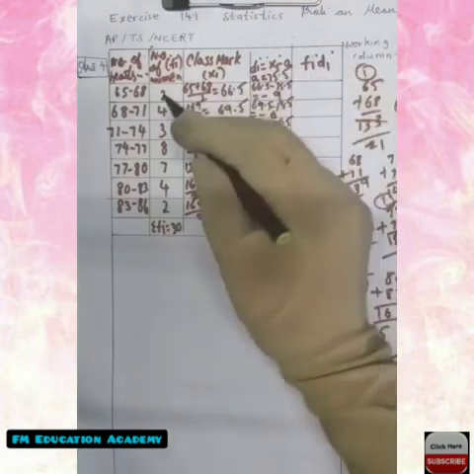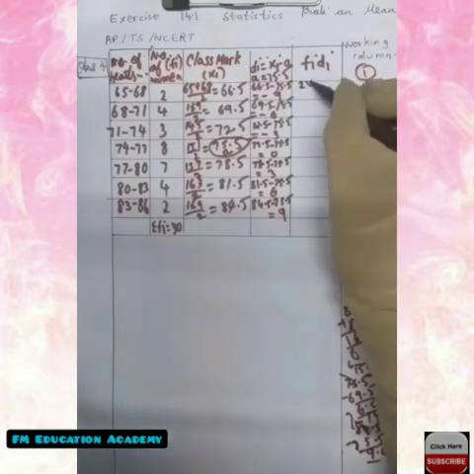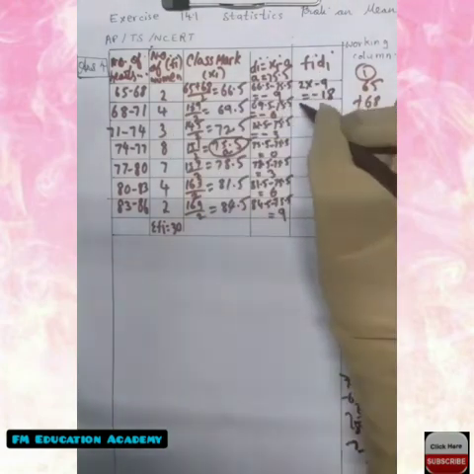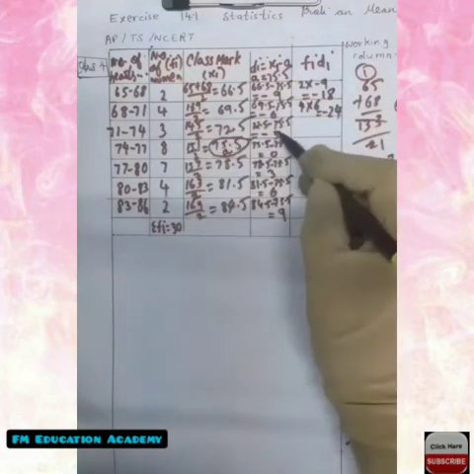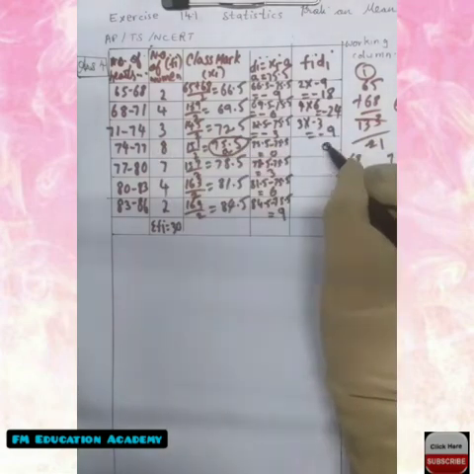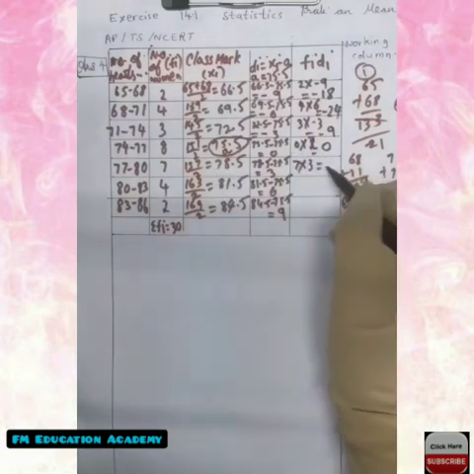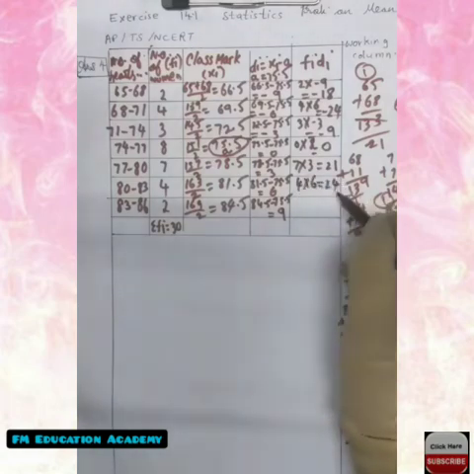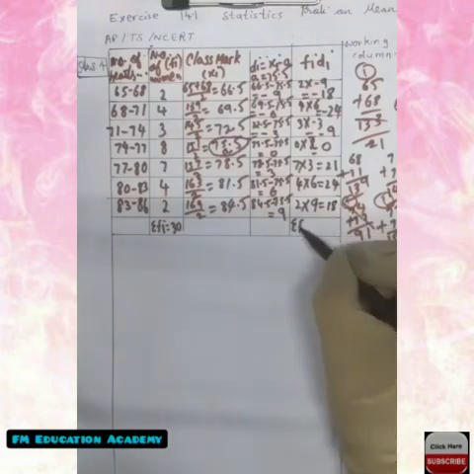Now find out fi di. Fi is 2. 2 into di here is minus 9. 2 9s are 18. Minus into plus is minus. 4 into minus 6. 4 6s are 24 and minus into plus is minus. So minus. 3 3s are 9 and minus into plus is minus. 0 8s are 0. 7 3s are 21. 4 6s are 24, 2 9s are 18.